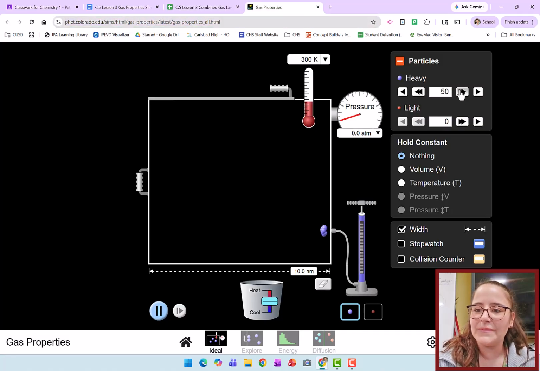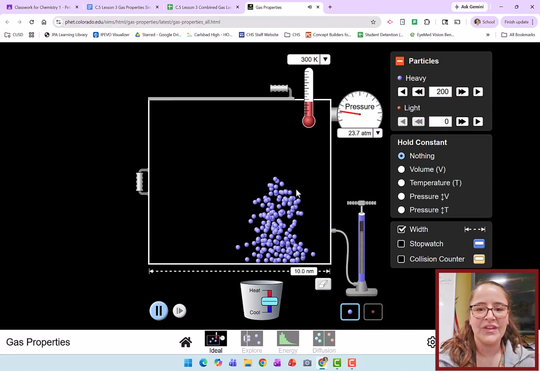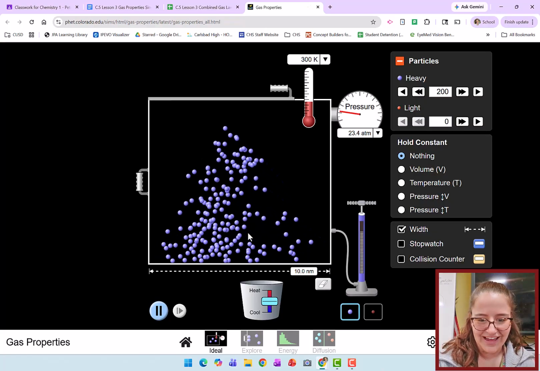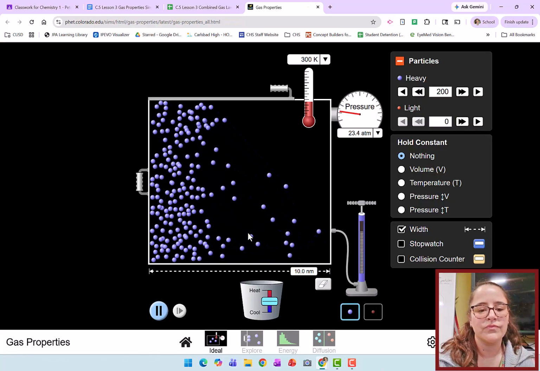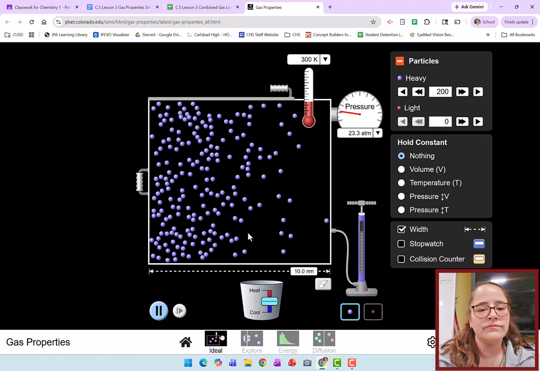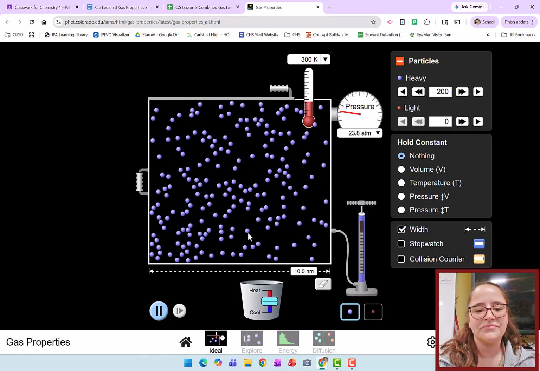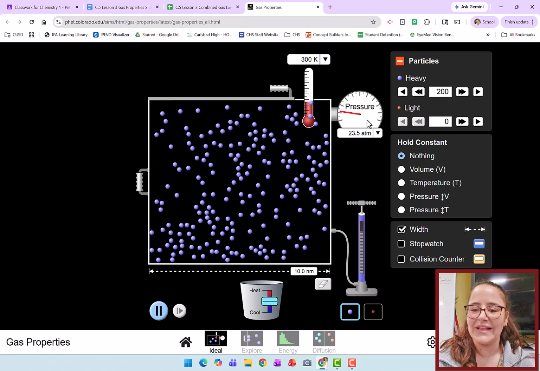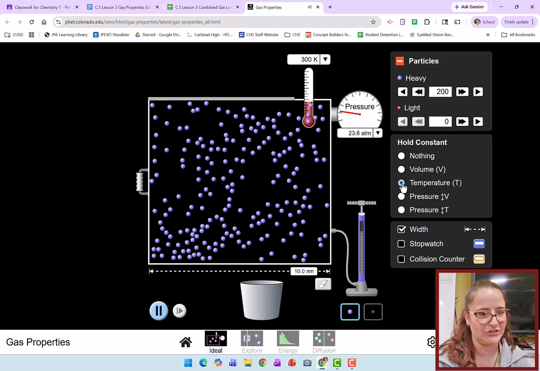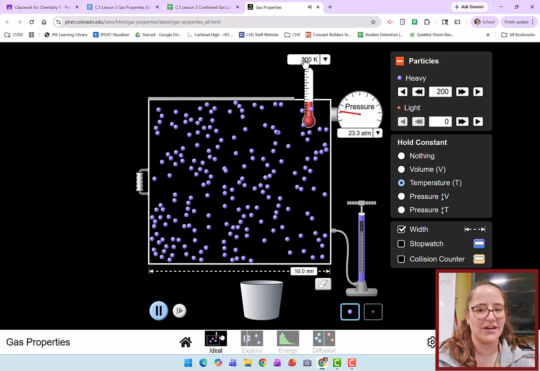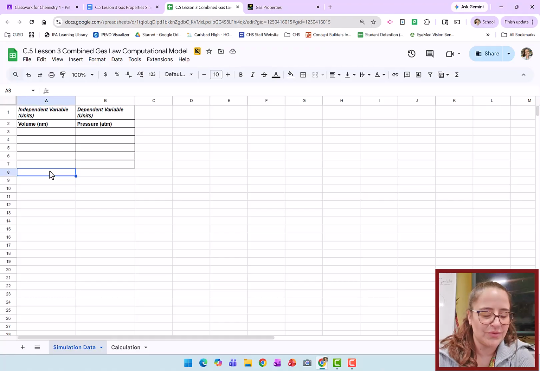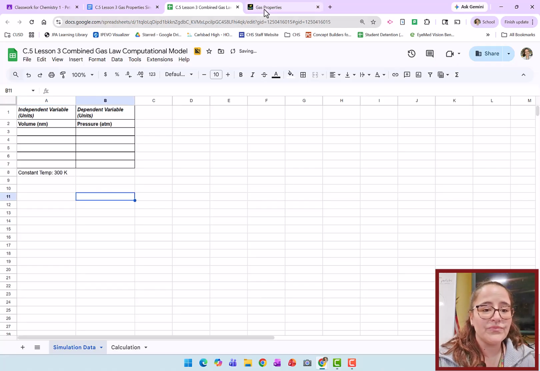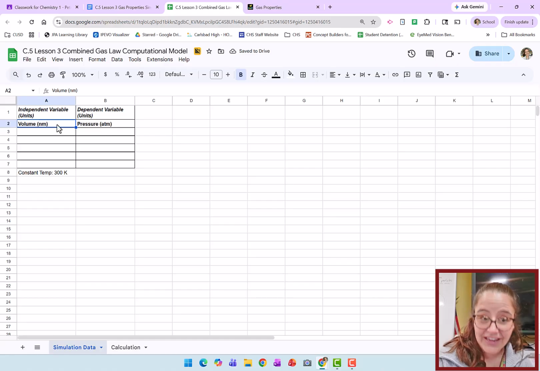I'm going to add 200 heavy particles and let them stabilize. Once they're stabilized, I'm going to tell the system to hold temperature constant. So my temperature is being held constant at 300 K. I'm going to note that on the bottom just so I have it referenced. Then I'm going to change my independent variable, the volume, and see how that affects the pressure.